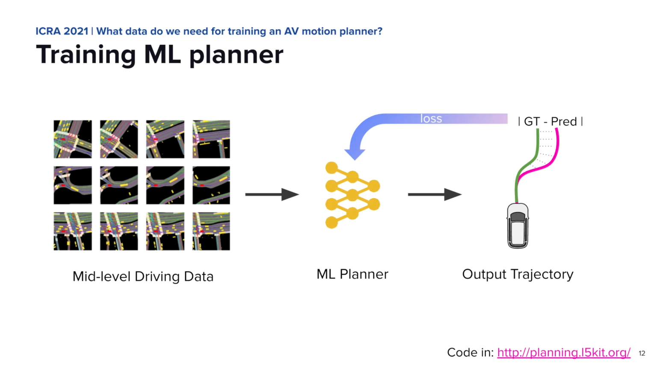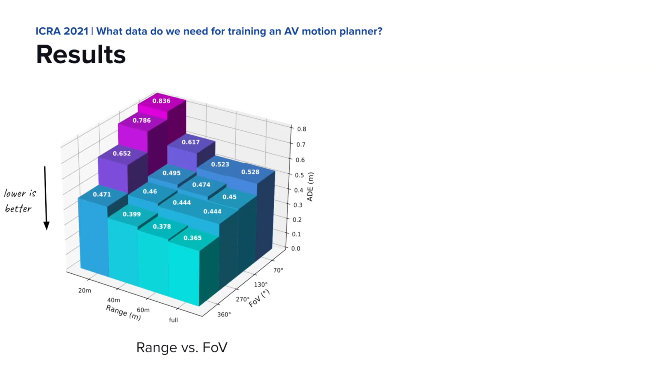In this slide, we show the performance of the machine learning planner on different combinations of lower quality data we simulated. In this 3D bar chart, the x and y axes represent the different field of view and range, and the z-axis is the average displacement error of the different models. The lower, the better. We can see that the bar at the bottom with the lowest error is a model trained with AV quality data that has 360-degree field of view and range.